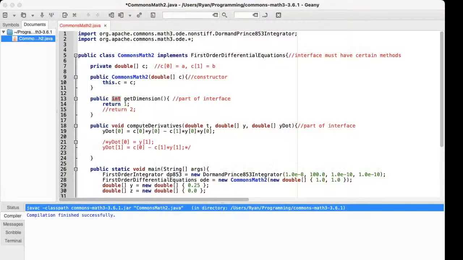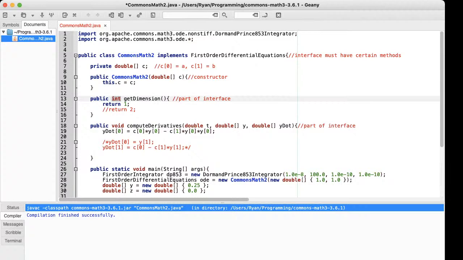But as we'll see later on today, but then also in the next lesson, we could have multiple functions that we're trying to solve for simultaneously. So the dimension is basically the number of functions that we're trying to find. Okay? And since we're only trying to find the population, there's only one value. Okay? So that's why we return 1.